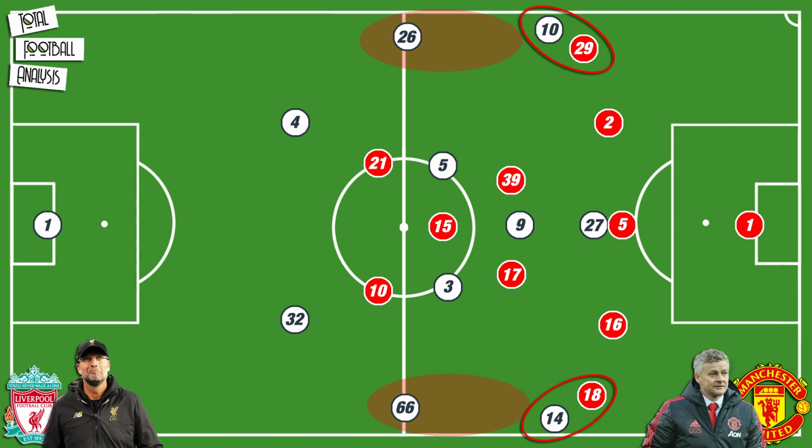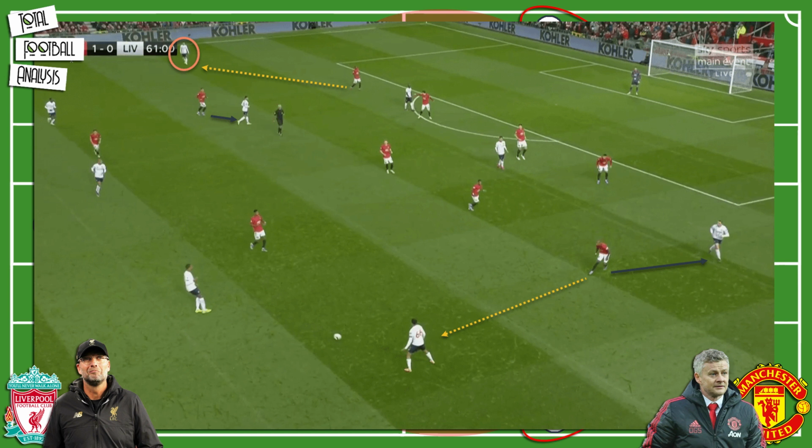Young and Wan-Bissaka now had a wide man to take care of, and thus they could not get out to Alexander-Arnold and Robertson as quickly as in the first half. In this situation, Henderson's wide positioning means that Ashley Young cannot close down Alexander-Arnold, while Wan-Bissaka is also far from Robertson on the opposite side.